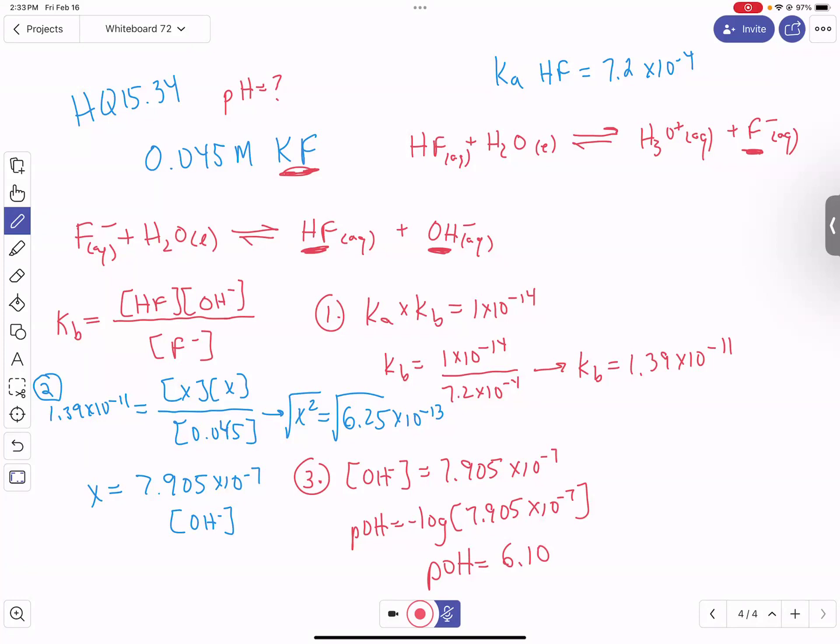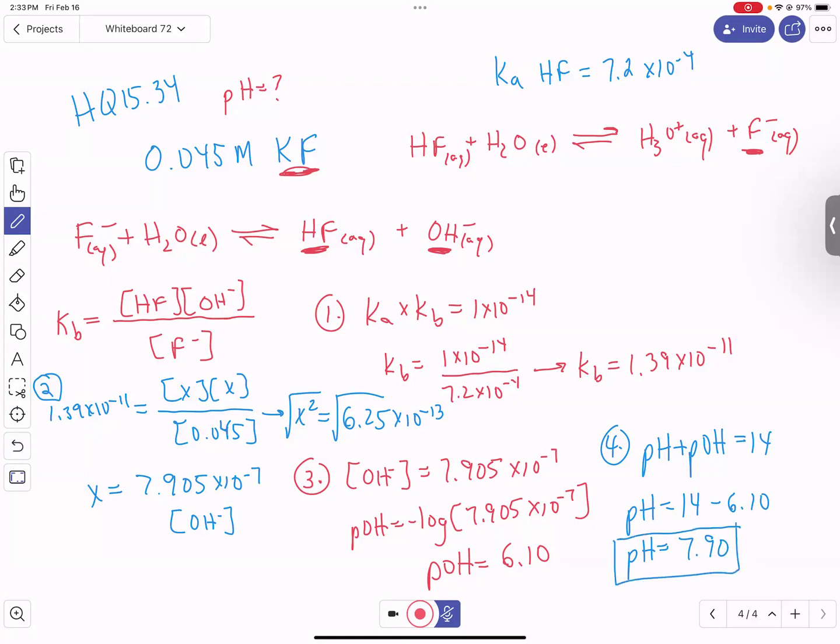So our last step to find the pH: we know pH plus pOH equals 14. So my pH equals 14 minus 6.10. My pH is going to equal 7.90. So this is all because it's potassium fluoride and fluoride.